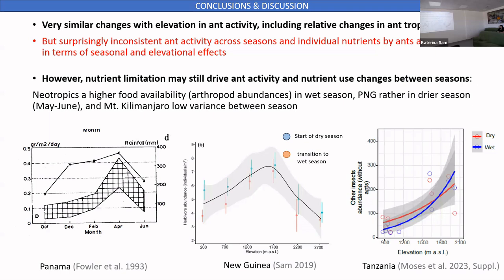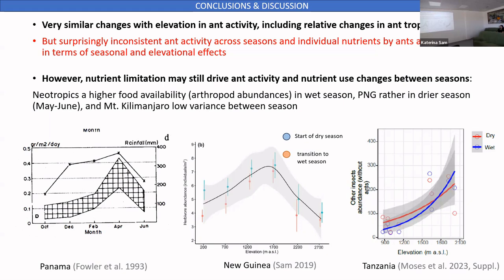So we first thought that maybe the nutrient limitation hypothesis doesn't make sense. But then, when I was looking at the literature, maybe nutrient limitation may still drive ant activity, and nutrient use also changes between seasons, at least a little bit.